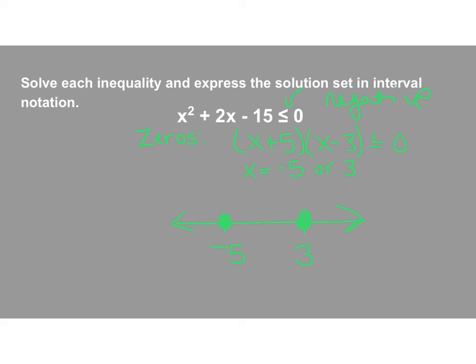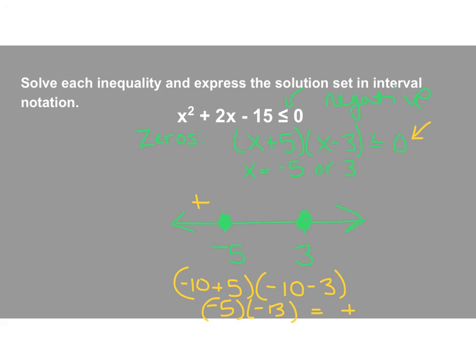So something to the left of negative 5 would be like negative 10. If I plug in negative 10, I'd have negative 10 plus 5 times negative 10 minus 3. And I'm checking, is this negative or positive? This would be negative 5 times negative 13, which is going to produce a positive answer. So it's going to be positive over here, and I want to know where it is negative.